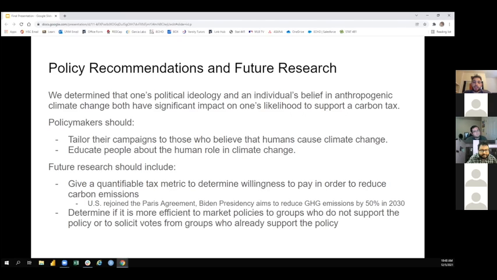And in addition to that, it is important to research if it is more efficient to target individuals who already believe or already support carbon tax policies, or for policymakers to target individuals who do not yet support the policy. Policymakers can use factors like political ideology and belief in anthropogenic climate change to sort individuals into these categories.